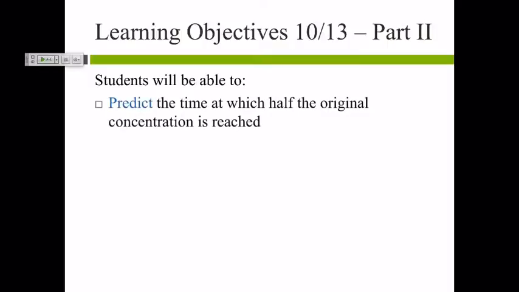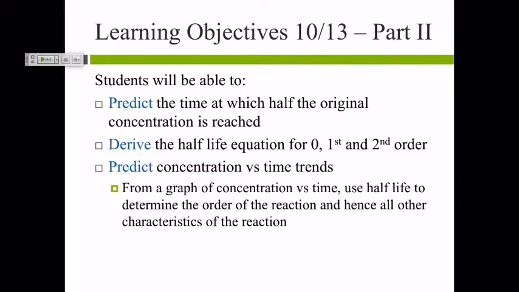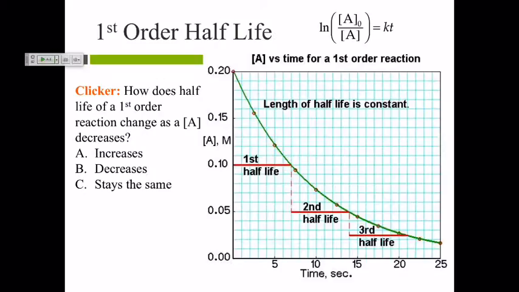All right, so for this next part, we're going to be talking about half-life. So predict the time at which half the original concentration is reached, and we're going to derive the half-life equations for 0, first, and second order. All right, let's do this. This is a graph of concentration versus time. We're going to be looking at concentration versus time for 0, first, and second order, and we're going to start making some inferences about half-life.